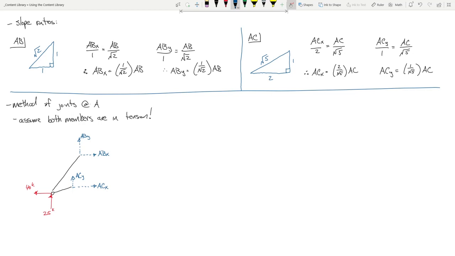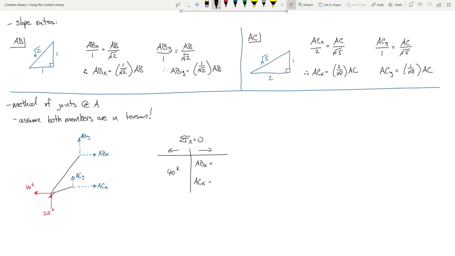So, maybe let's start off by summing forces in the X direction. And I'm going to be kind of formal about it this time, because this is our first time handling joints this way. So, what do I have going to the left? I have 40 kips, right? And what do I have going to the right? So, I have ABX, and I have ACX.